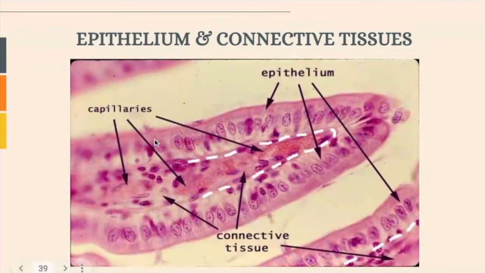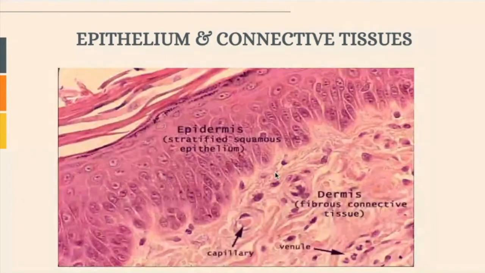And this is also an example of connective tissue neighboring the epithelium. This is a type of epithelium with cuboidal shape, making up the lining of a duct. And this is the epidermis, the stratified squamous epithelium. So this is multiple layers of epithelium together with the fibrous connective tissue. And we can see here also the capillary and venule.